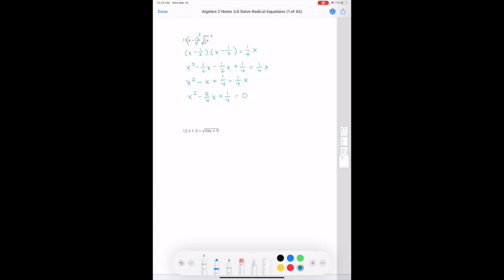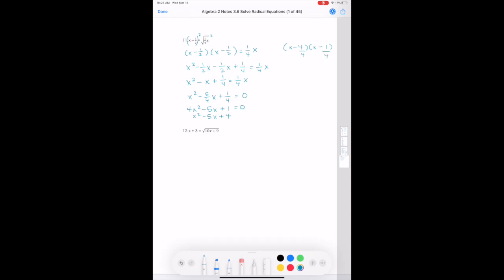Alright, I don't know how to factor with fractions, so I'm multiplying everything by 4 to get rid of that fraction, get rid of the denominator. And now I'm going to use that trick. So to factor when the first number is not 1, we multiply the first and the last together, and then factor. So x squared minus 5x plus 4 factors into x minus 4 and x minus 1.